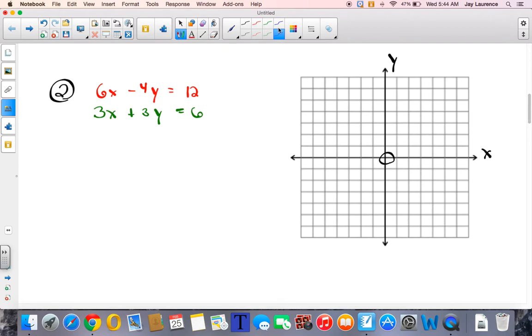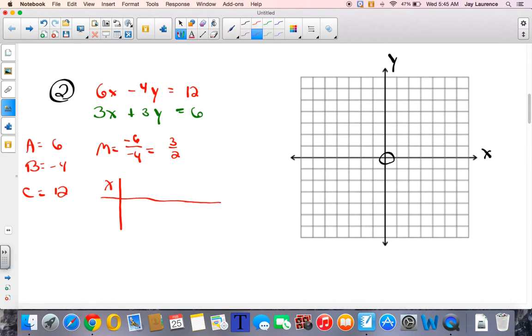All right, let's try this one. Looks like both equations are in standard form. So I'll do the red one first. A, B, C. Easy as 6, -4, 12. And my slope is going to be the negative of 6 over -4, which is going to be 3 over 2. Now, do I want to find the x-intercept or the y-intercept? Looks like it's my choice because A divides into C evenly and B divides into C evenly.